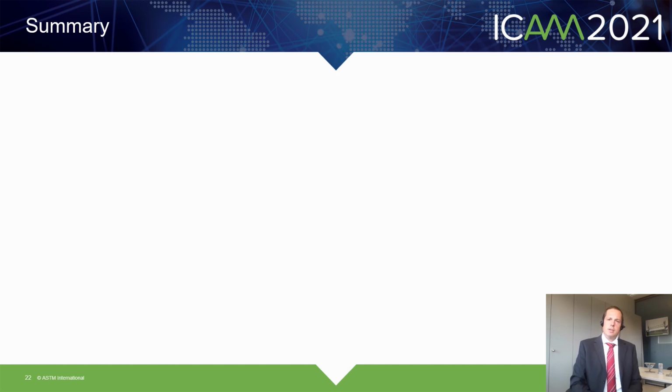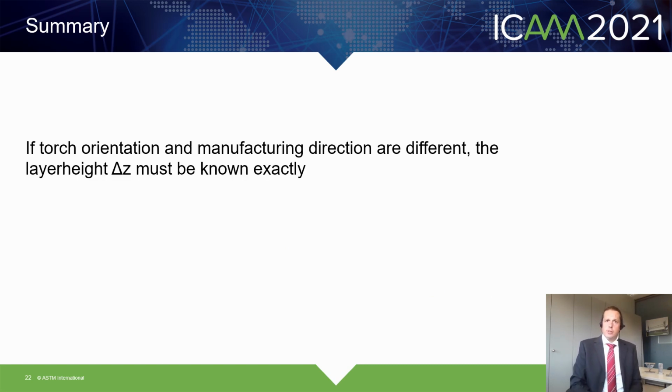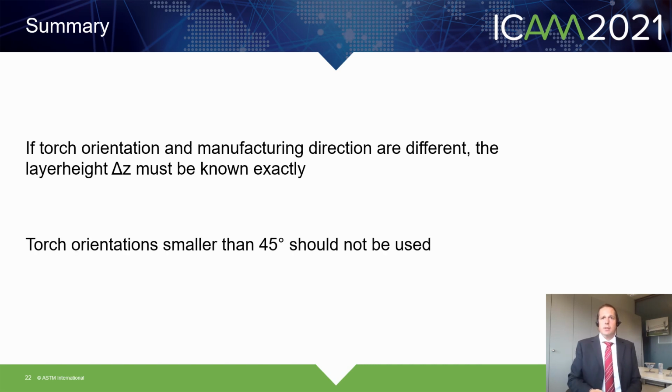Let me summarize what we learned so far from our research. If the torch orientation and the manufacturing direction are different, the layer height delta Z must be known exactly. And secondly, a torch orientation smaller than 45 degrees should not be used. So these are the two main findings I want to point out right now.